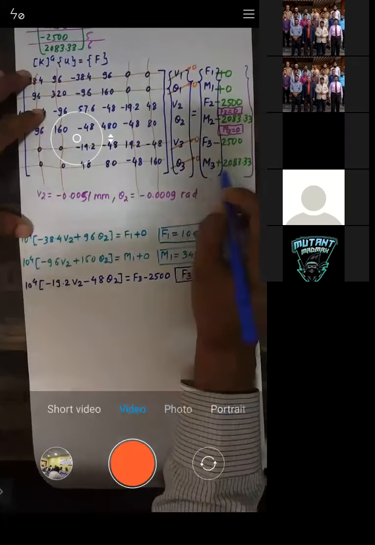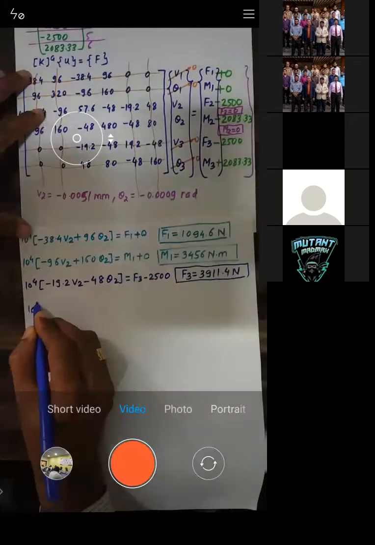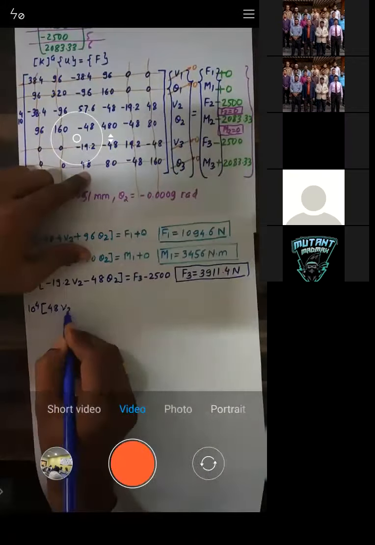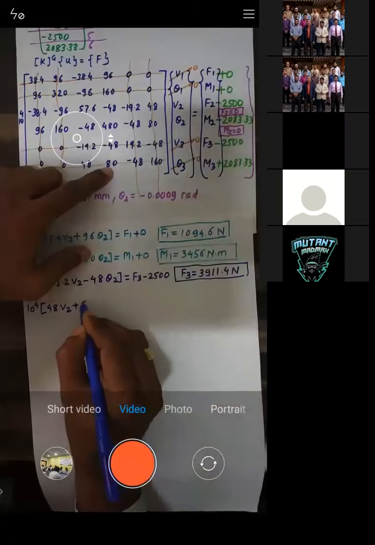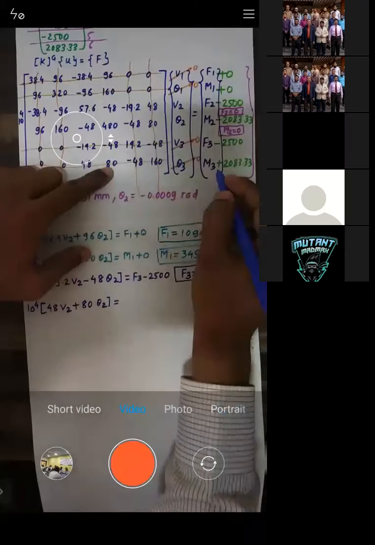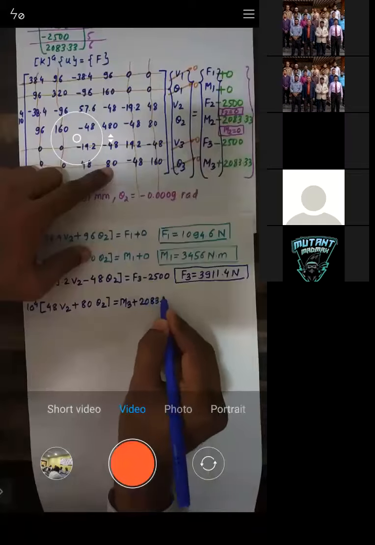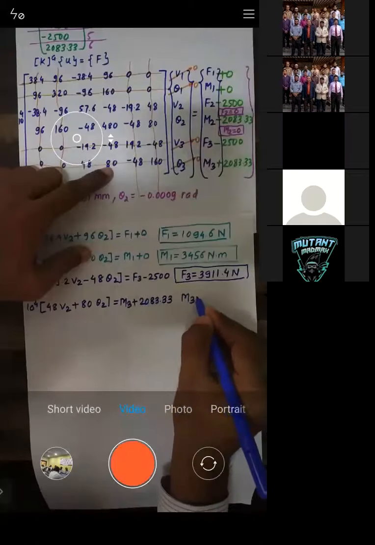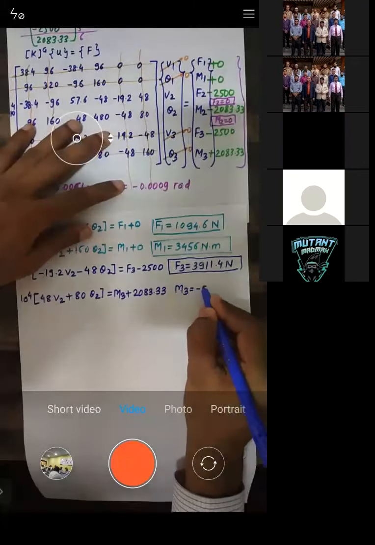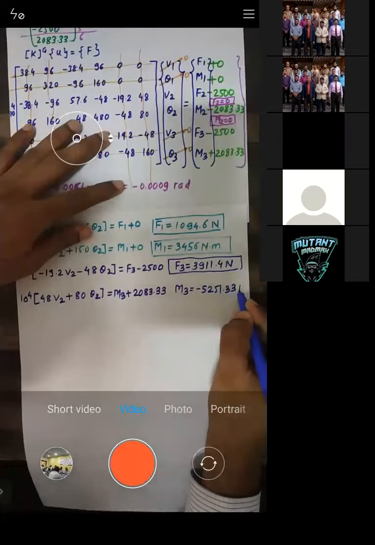Now let us go for the calculation of M3. So last row by this column, right? So what we'll get, 10 raised to power 4 is outside. 48 into V2 plus 80 into theta 2 is equal to M3 plus 2083.3. So from this we'll get some value of M3. It will come as minus 5251.33 Newton meter.